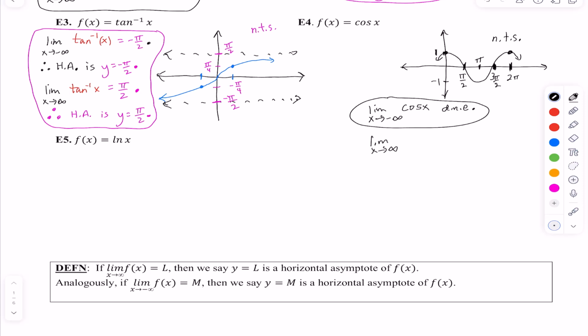What happens as x approaches positive infinity? You can also see that this does not exist because it just keeps oscillating and bouncing up and down. So there are no horizontal asymptotes for your trigonometric function, cosine of x.